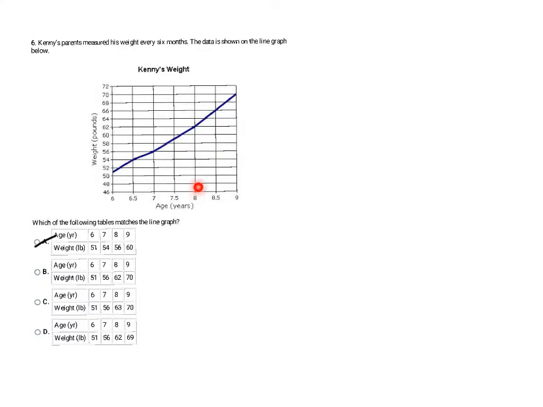And then I go to 8. And at 8, he weighed 62 pounds. So I'm just reading the graph. And so that's going to narrow out C. And then at 9, he weighed 70 pounds. And the only one that has all 4 of those is choice B. So that's going to be my answer.